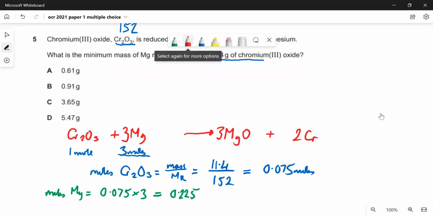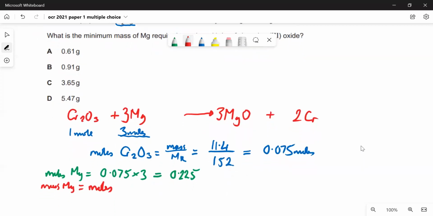Now we need to work out the mass of magnesium. That's the moles multiplied by the Ar of magnesium, atomic mass. So that's 0.225 multiplied by the Ar of magnesium, which is 24.3, and that gives us 5.46 grams. So choosing the right option there, D.